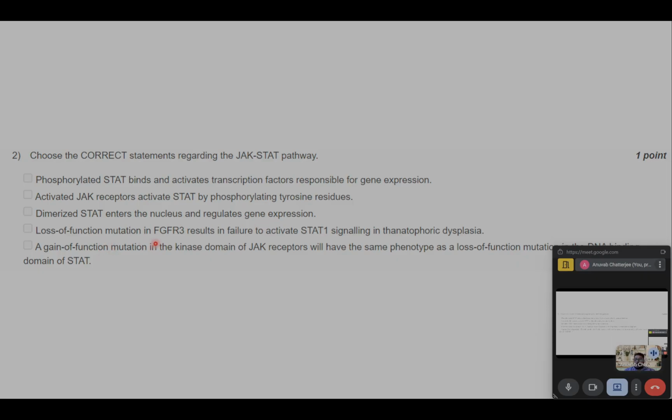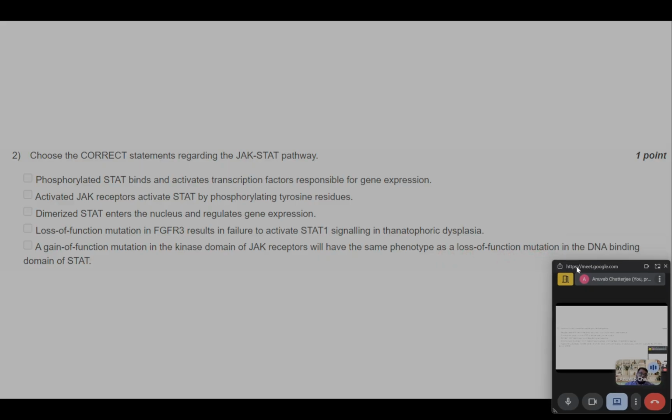Loss of function mutations in FGFR3, or FGF receptor 3, result in failure to activate STAT1 signaling in thanatophoric dysplasia, or a gain of function mutation in the kinase domain of JAK receptors will have the same phenotype as the loss of function mutation in the DNA binding domain of STAT. Again, this is a more than one option correct type of question. So you have to think about it and choose more than one option which you think is correct. I will give you a moment to think about it.